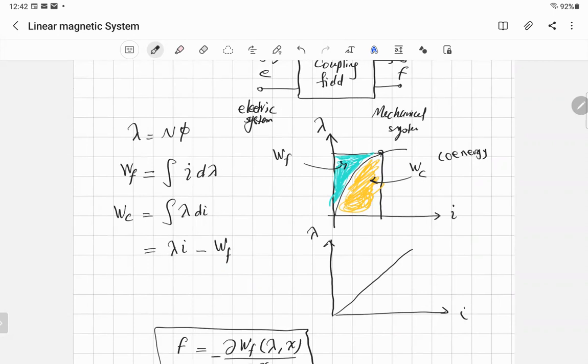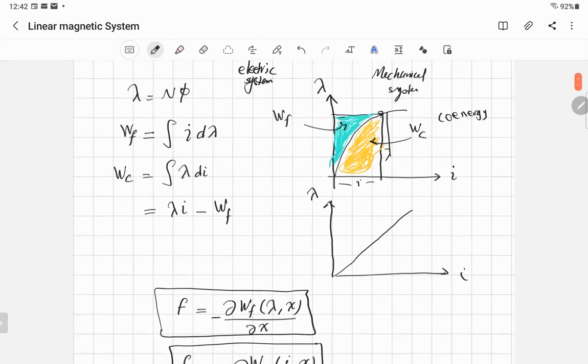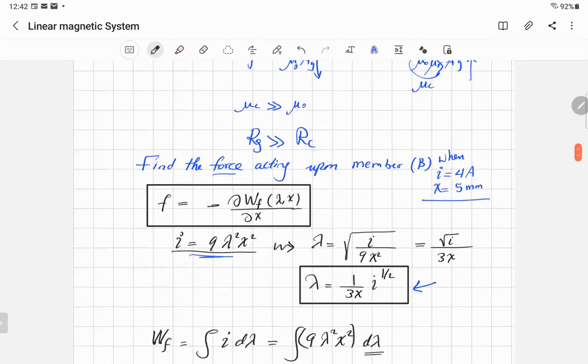What's lambda I? Lambda I is the area of the whole box, the rectangle, as explained last time. The total area of this box is I, and the height is lambda. It's a rectangle, total area lambda I. You subtract the area of the rectangle minus this green area, you get the orange area. Or you integrate this one. So you have two options. Let me write both options.